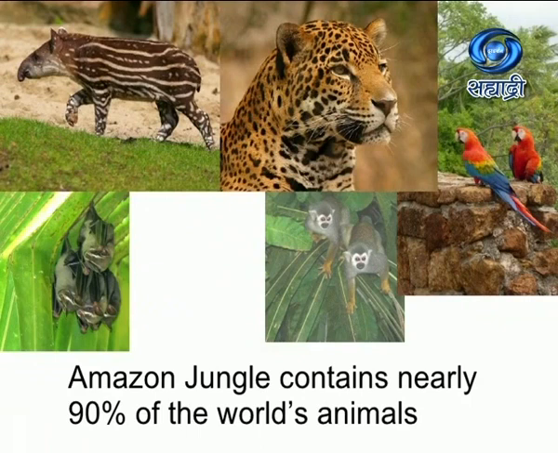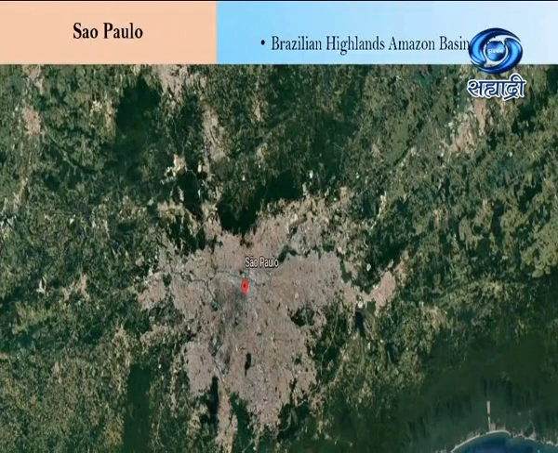This is just something extra we should know. Children, as I showed you the picture of the Amazon forest, isn't it? You should note down in your textbooks that the Amazon jungle contains nearly 90% of the world's animals. Though this is not related to the chapter, you should know this because it is one of the most important things that we should remember. And last time we had talked about the forest region and the animals too.